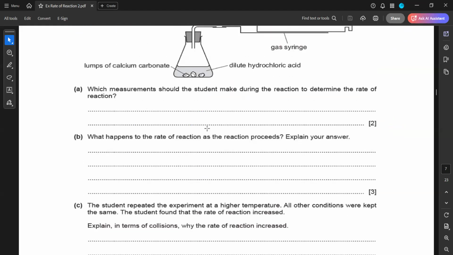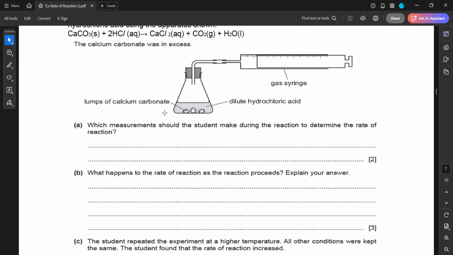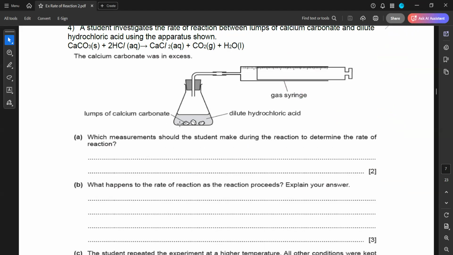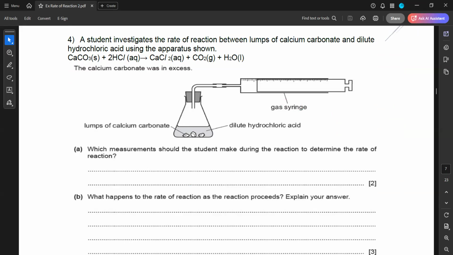What happens to the rate of a reaction as the reaction proceeds? Explain your answer. This is the same question, like you have to explain the whole thing. What happens to the rate of a reaction as a reaction goes on? Remember my word: the rate of a reaction does not increase. It will always decrease. So first thing we'll say the rate of the reaction will decrease. And why will it decrease? Because the reactant is used up.